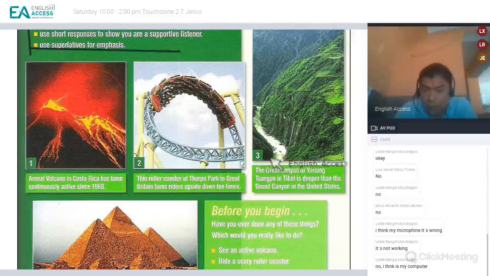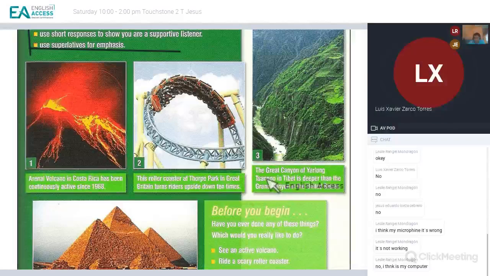The Great Canyon of Tsangpo in... I don't know how to say this, Tsangpo? Tsangpo. In Tibet is deeper than the Grand Canyon in the United States. Yes. And Javier, number 4?